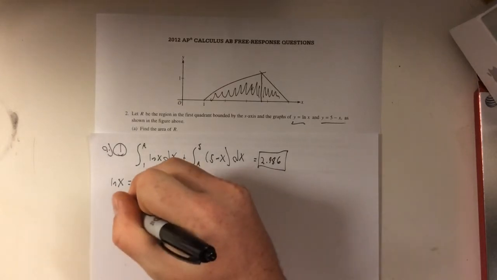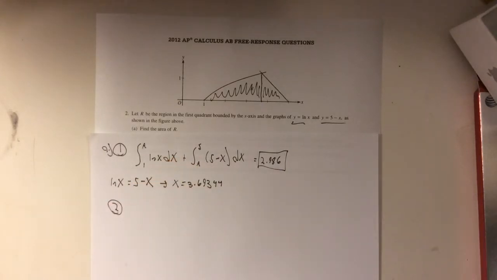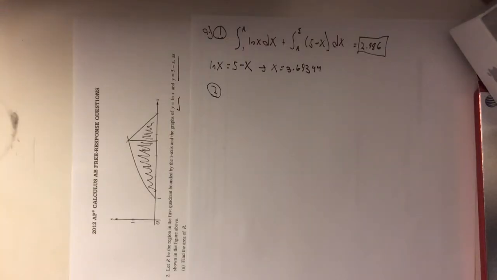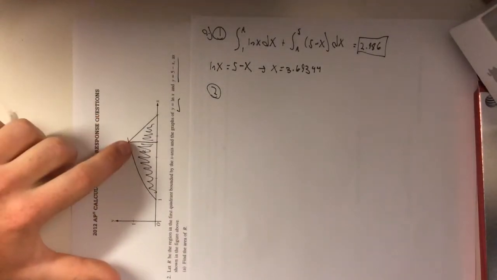Alright, the second way we can attack this problem is by putting it in terms of y. What I like to do is flip the graph. Here, let me do it for you guys. And then pretend like it's in terms of x. So now we're finding the integral from 0 to wherever they intersect again.